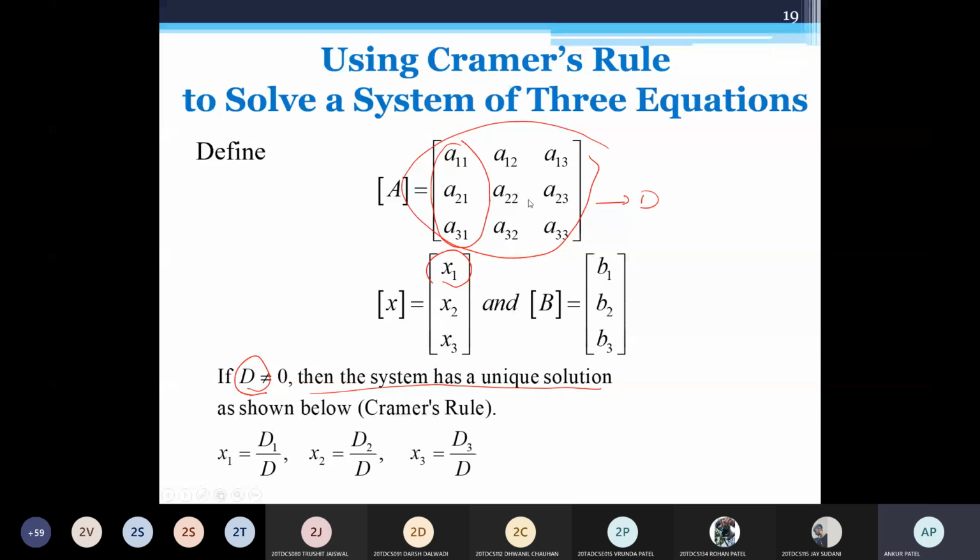Anyone having doubt up to this? How to find this determinant? No, sir. Okay, so now we will move to the example.